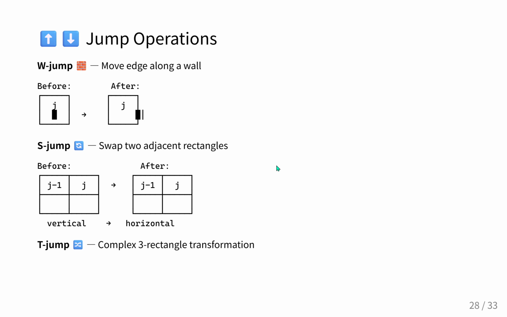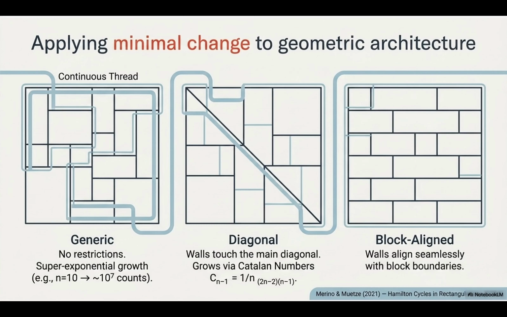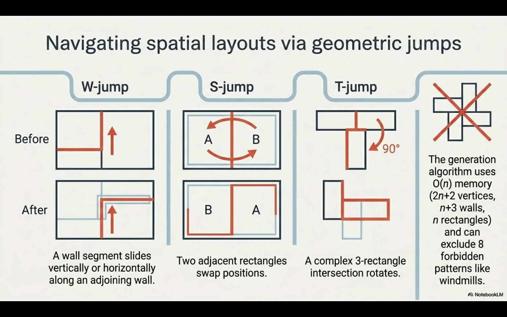And finally, T jumps, which are these complex, localized transformations involving three adjacent rectangles. It rotates their shared boundaries to create a completely new configuration. So the system is just smoothly sliding walls, flipping adjacent rooms, and rotating blocks of three, one tiny step at a time. And it does this continuously to eventually display every possible blueprint.